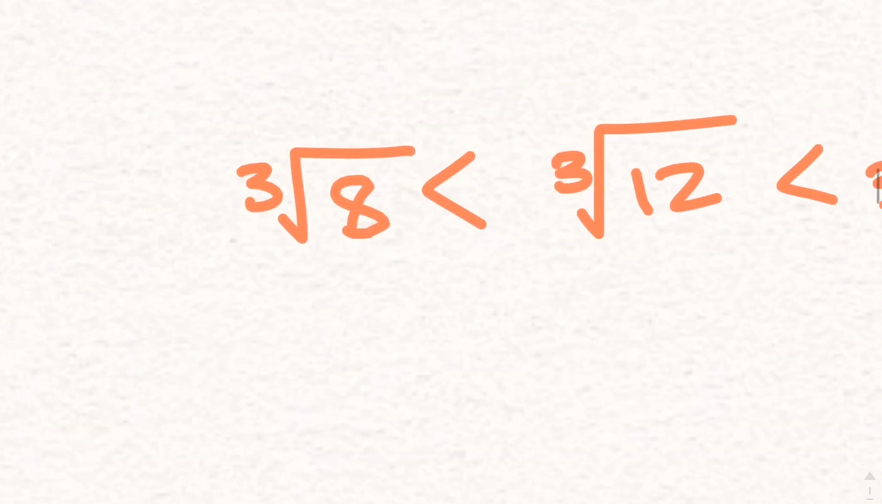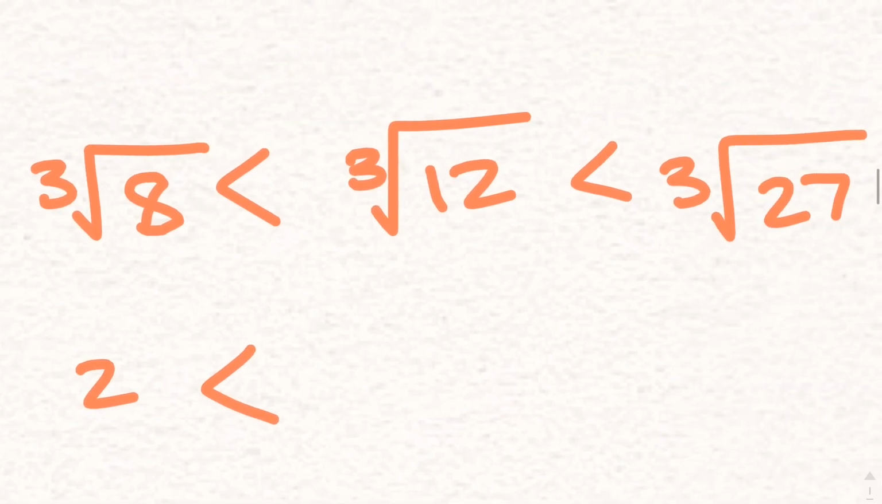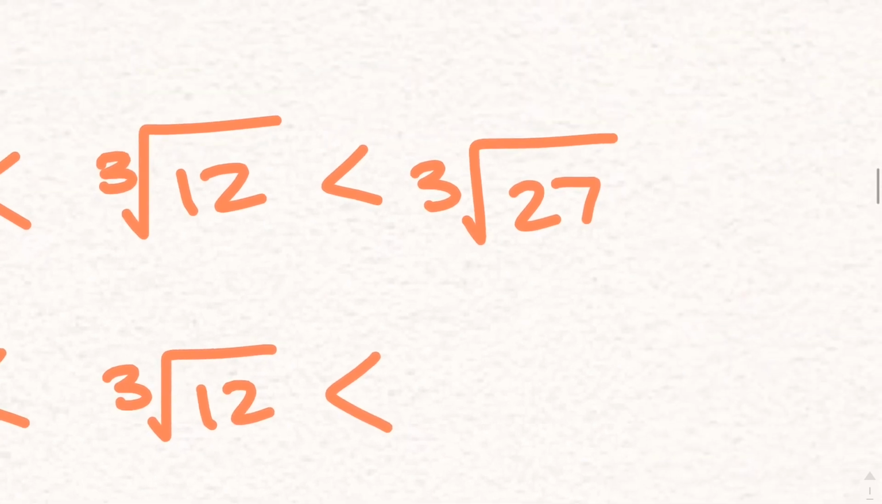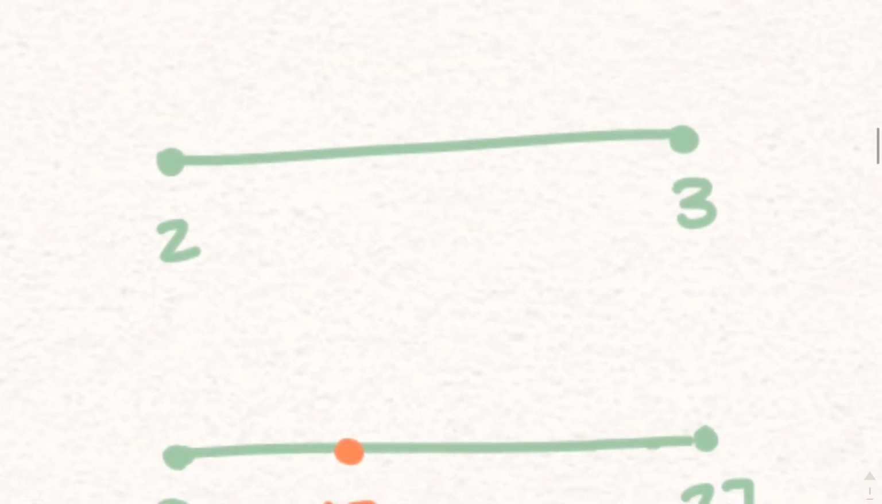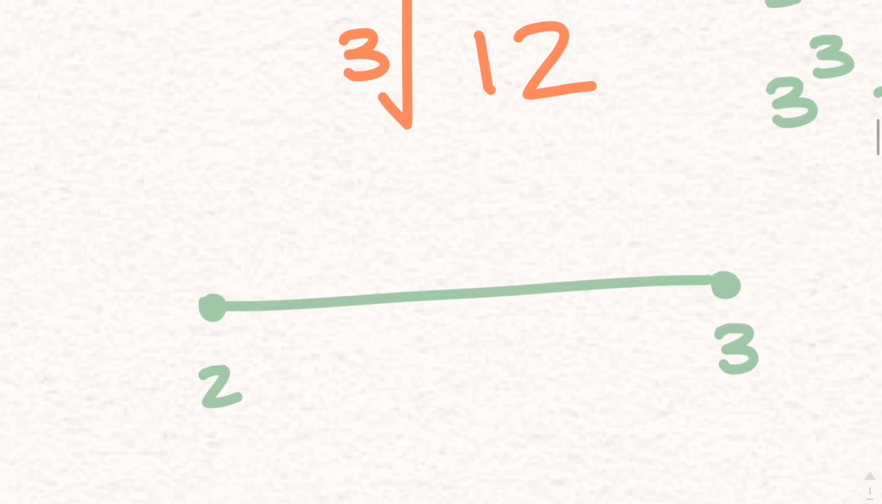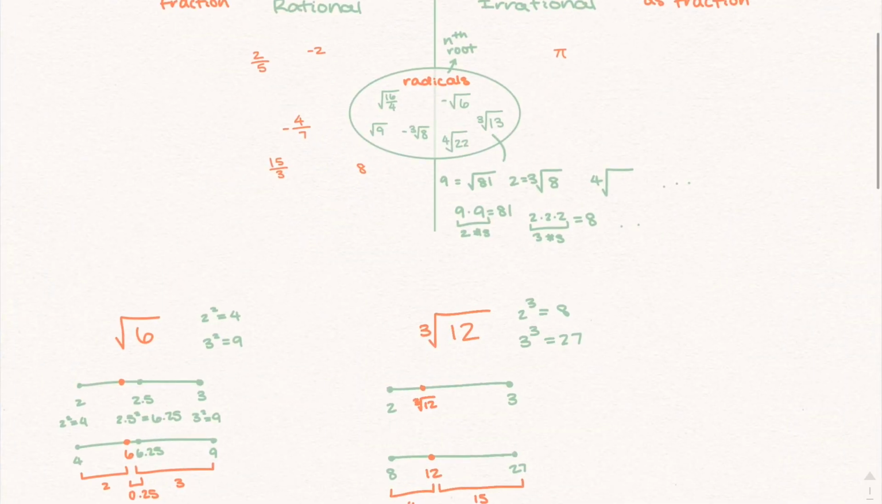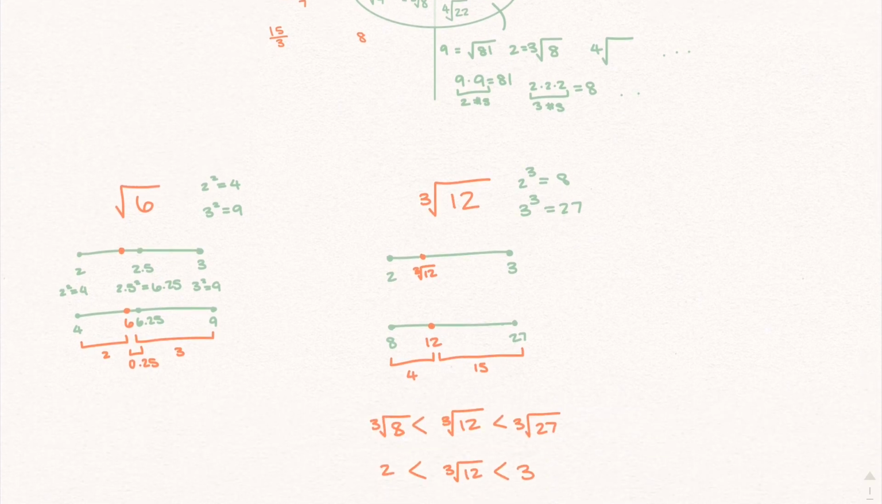So based on this, we know that 2 is going to be less than the cube root of 12. But the cube root of 12 is also going to be less than 3. So we know that the cube root of 12 is closer to 8 than it is to 27, so it's going to be closer to 2 than it is to 3. And if we're just approximating to the nearest integer, then we could conclude that the cube root of 12 is closer to 2. But we can move up to the nearest half as well.